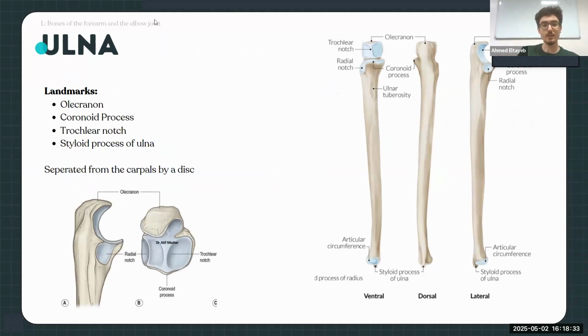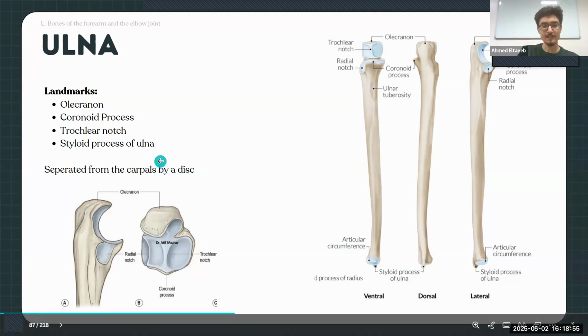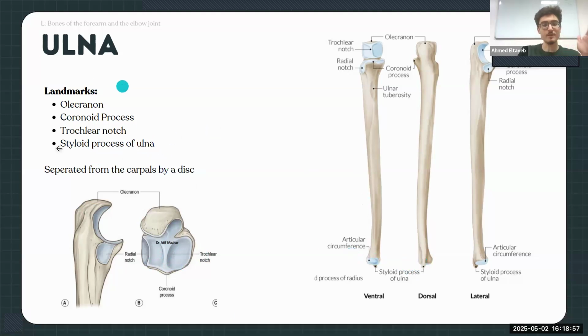Over here, we have an ulna. Now, the ulna has these landmarks, and they are important to know for your OSPE and for understanding. We have something called the olecranon, which is this posterior thing. And then we have the coronoid process, the trochlear notch, which is right over here. And then we have the styloid process of the ulna, which is in the distal aspect. Why are these things important? Because certain things are going to articulate with the humerus, and certain things will be involved in the wrist joint as well.